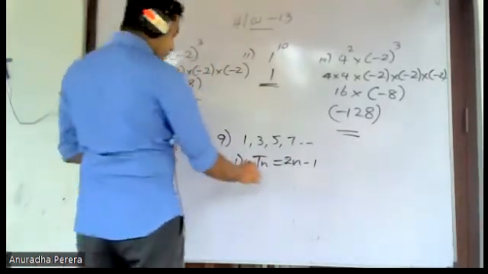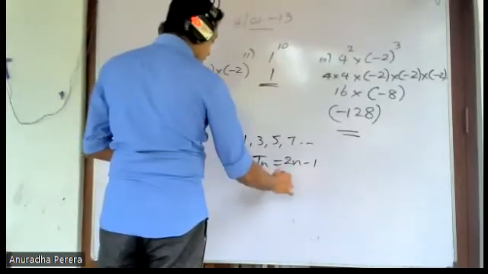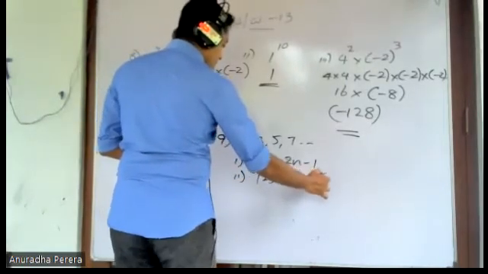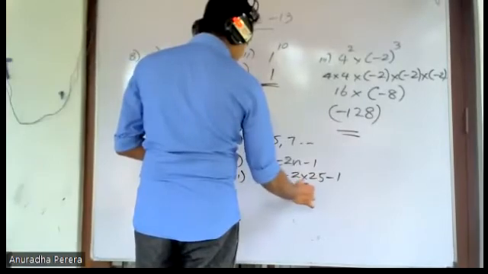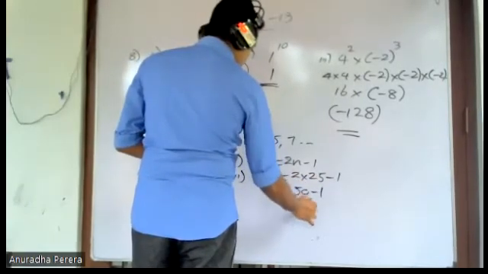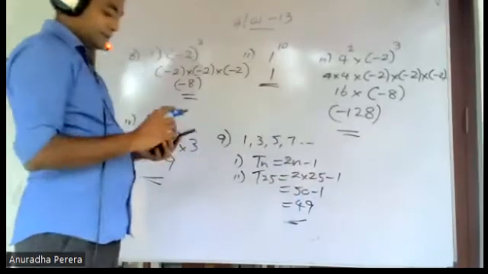Then the second one, find the 25th term. We need T25. Let's substitute 25 for n. 2 times 25 minus 1. Then 50 minus 1, 49. 49 is the 25th term.